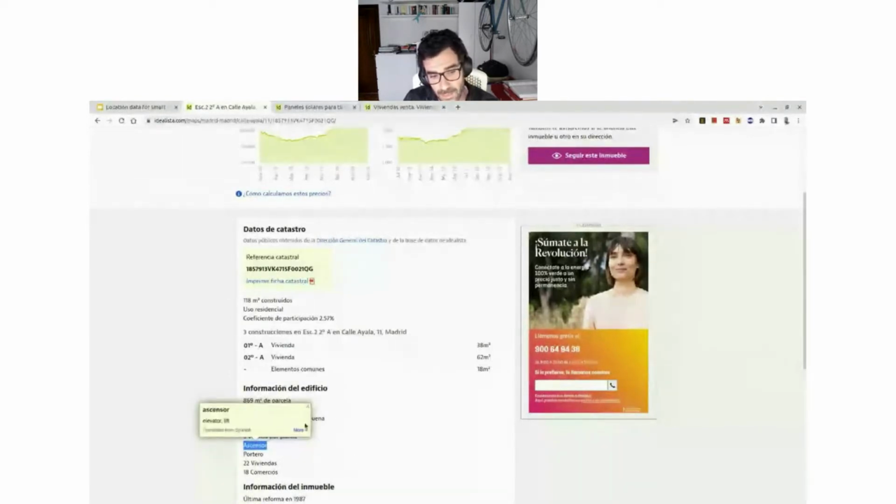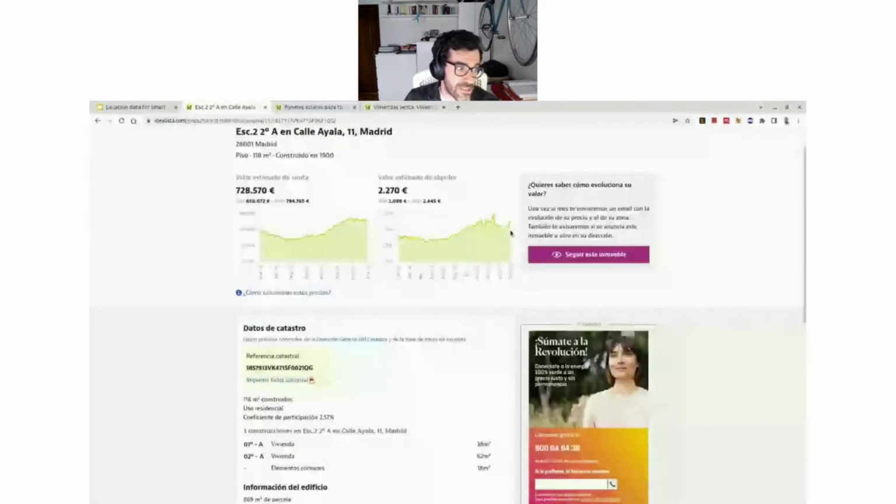And some of this information does not come from the cadastre, but we have run other machine learning models to try to do this missing data imputation and provide the user with as much information as possible, and also to use this imputed data for the machine learning valuation model.